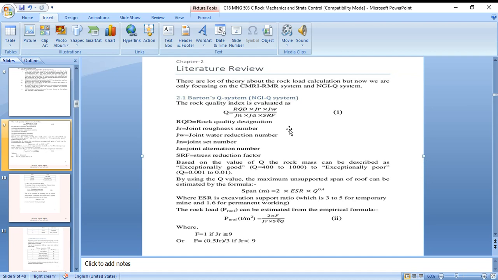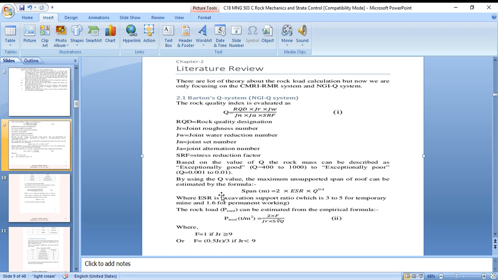So the rock quality index is evaluated as RQD over Jn, times Jr over Ja, times Jw over SRF. This is a standardized formula for the rock quality index. RQD is rock quality designation, Jr joint roughness number, Jw joint water reduction number, Jn joint set number, Ja joint alteration number, and SRF stress reduction factor. Based on the value of Q, rock mass can be described from exceptionally good, Q value 400 to 1000, to exceptionally poor, 0.001 to 0.01.